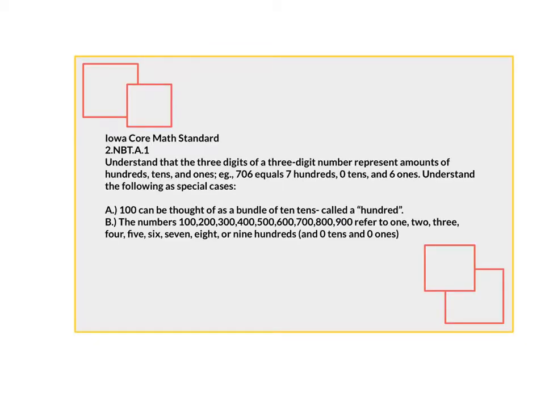As we take a quick look at the Iowa Core Math Standard, it talks about how three digits in a three-digit number represent different amounts of hundreds, tens, and ones. If we look at the number 706, with the example that they give us, it has 7 hundreds, 0 tens, and 6 ones. We'll get into that in a minute.